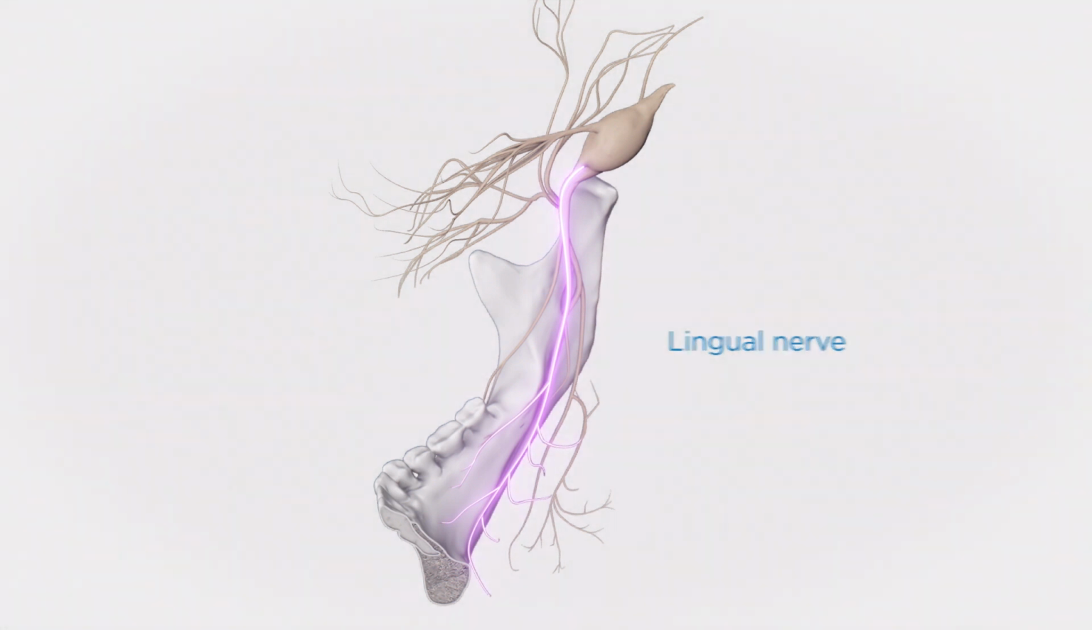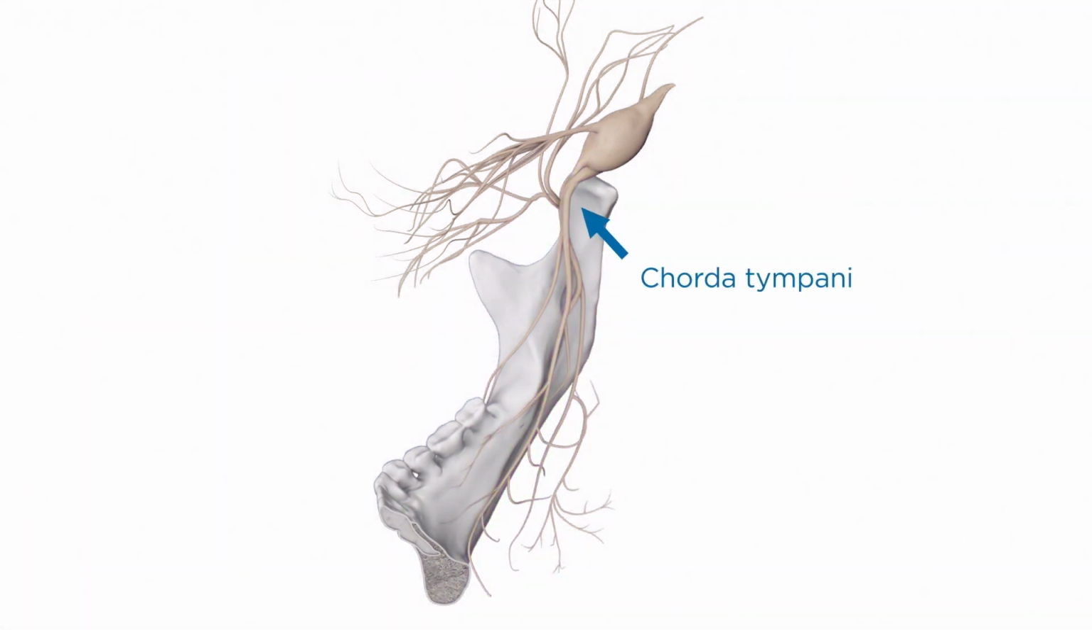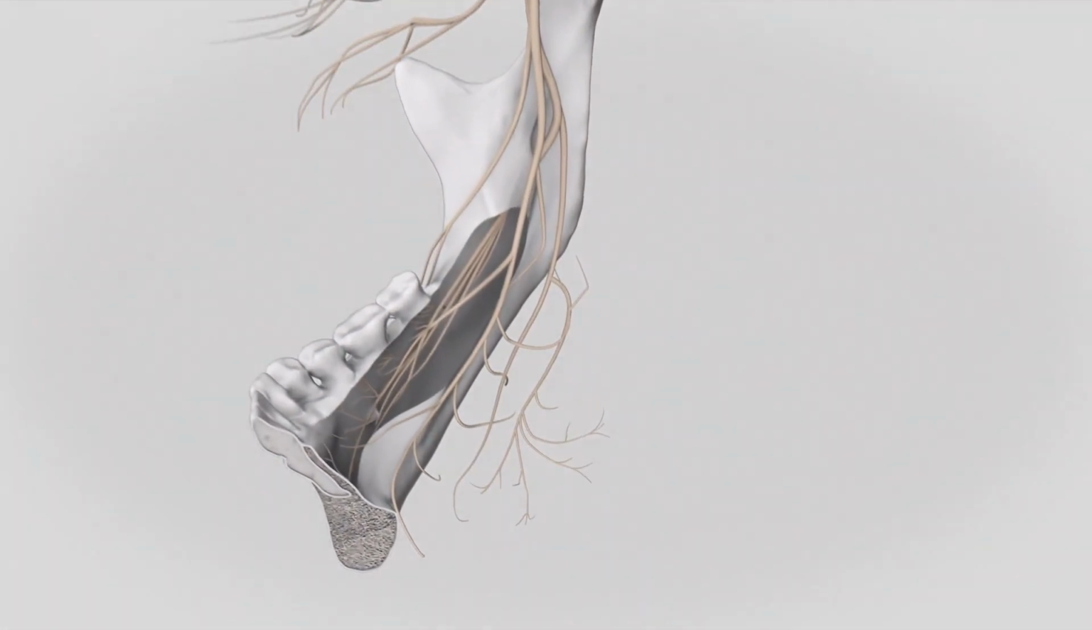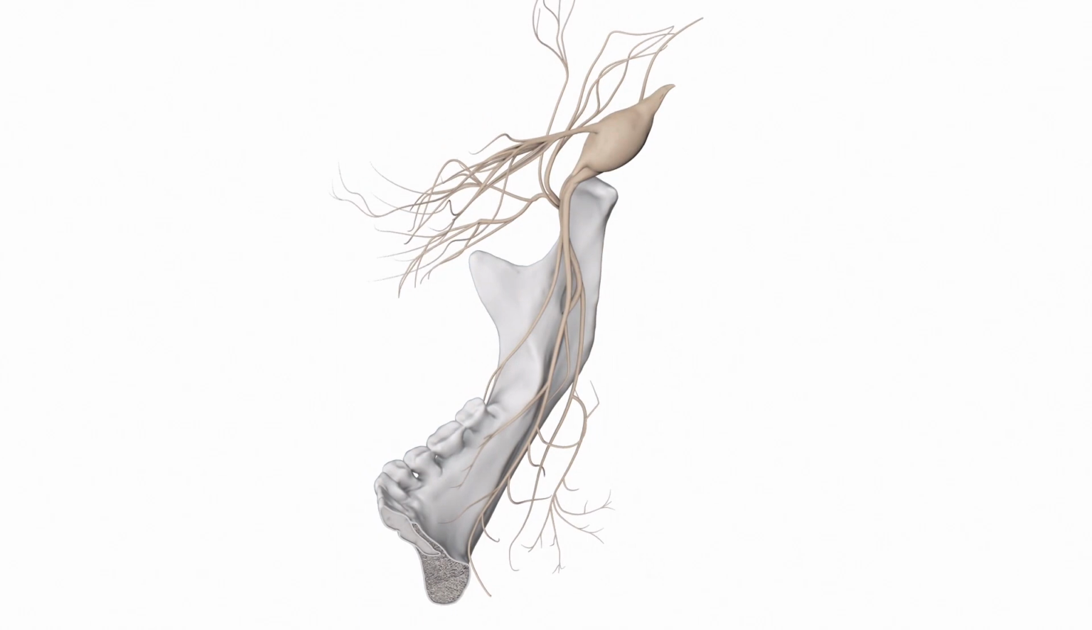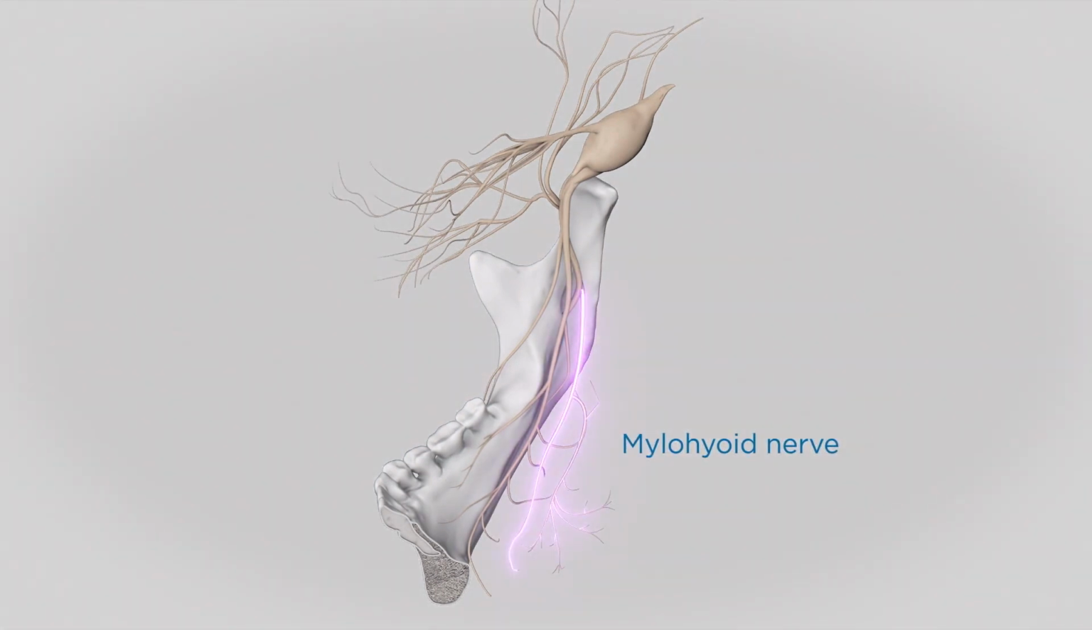In combination with a branch of the facial nerve, the chorda tympani, the lingual nerve also carries parasympathetic innervation to the submaxillary and sublingual glands and taste fibers to the tongue. The third branch of the posterior root of the mandibular nerve, the inferior alveolar nerve, passes through the mandibular foramen to enter the mandibular canal. Running forward in the canal, this nerve gives off branches to the teeth of the lower jaw and the surrounding alveolar bone. The mylohyoid nerve branches off just before the inferior alveolar nerve enters the mandible.